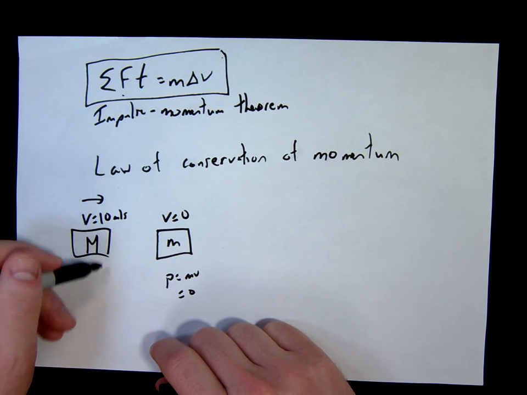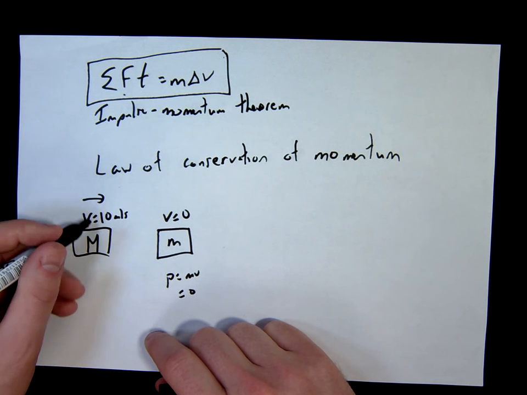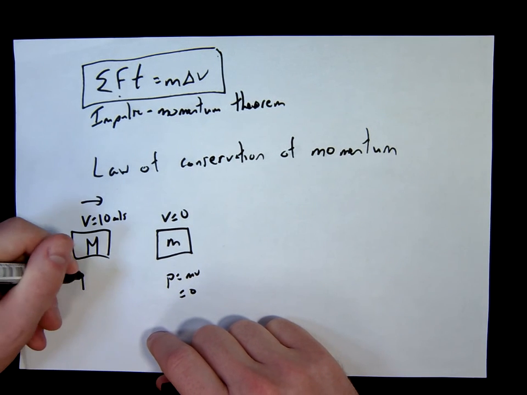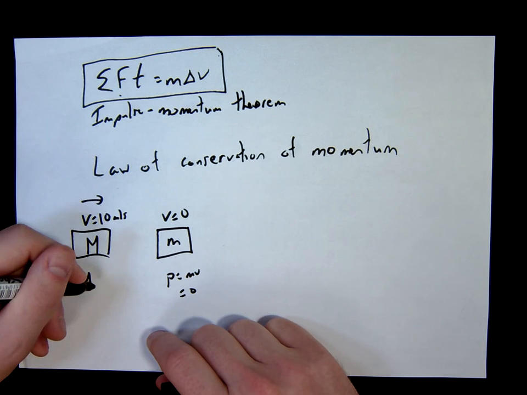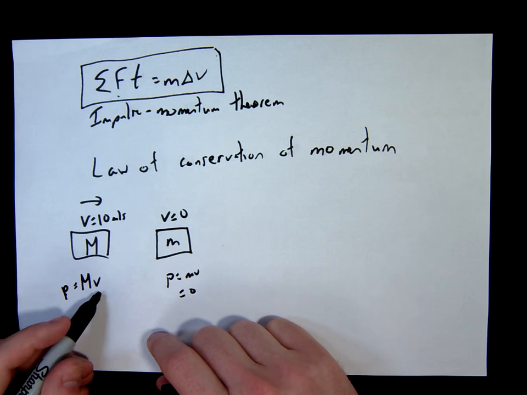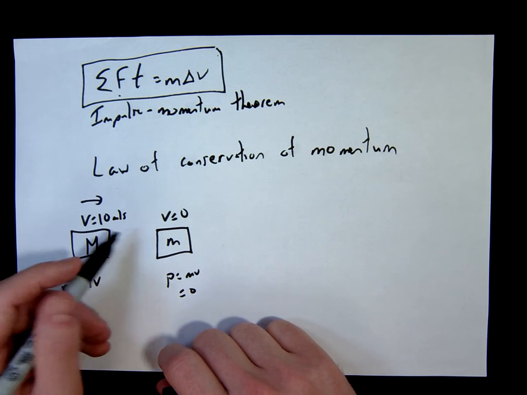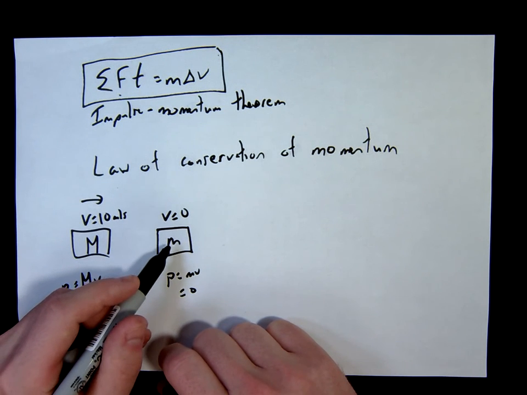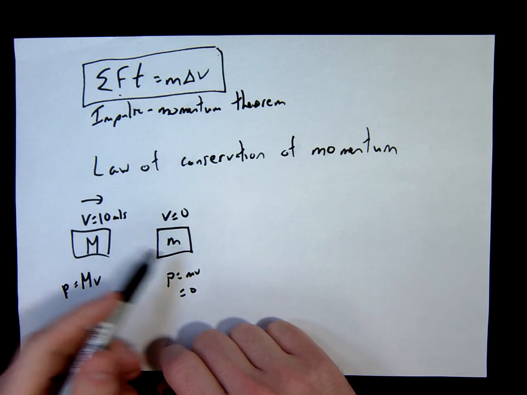Well, what's its momentum? Its momentum is going to be equal to big M times v. So its momentum is equal to big M times v. This momentum is 0. Now, when this object hits this one, let's suppose they stick together.